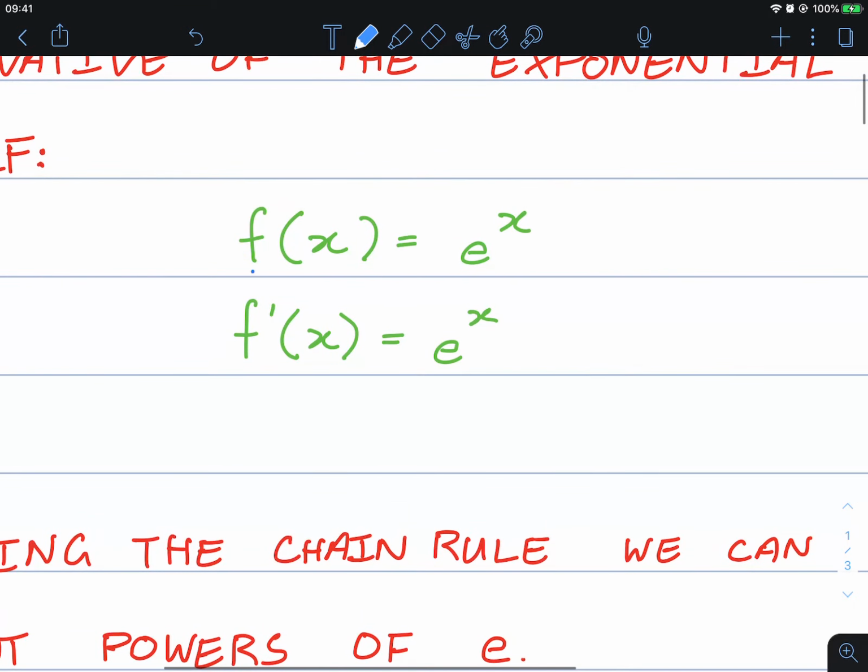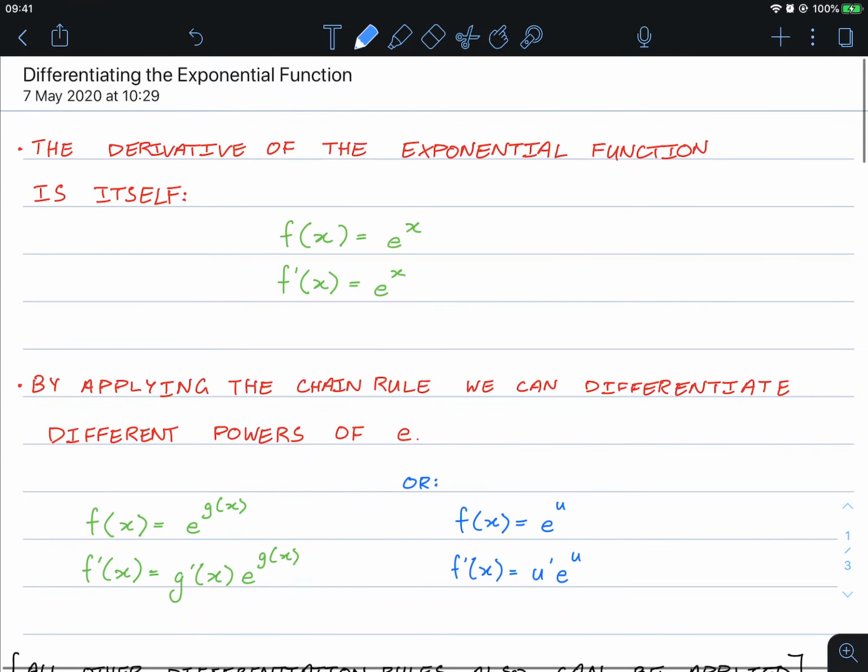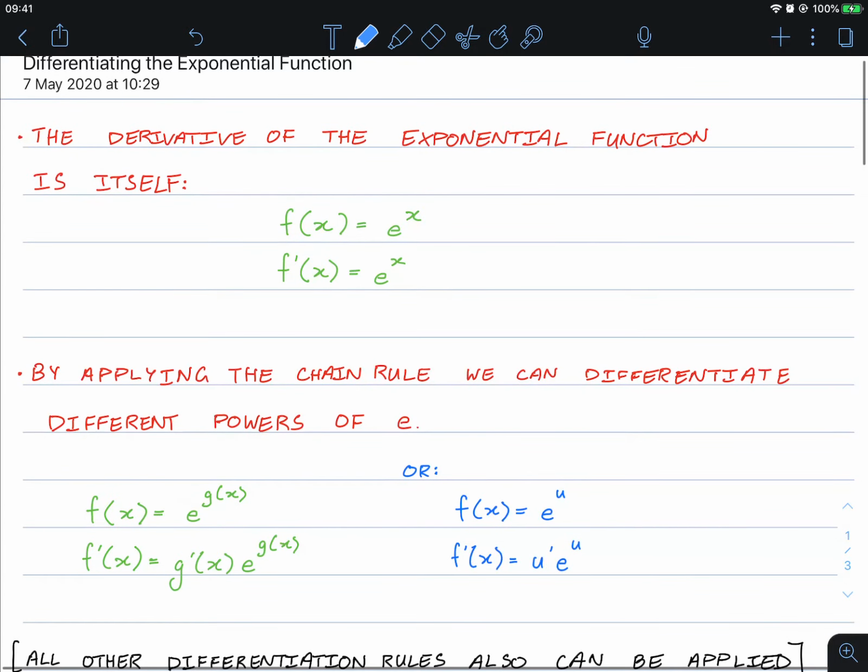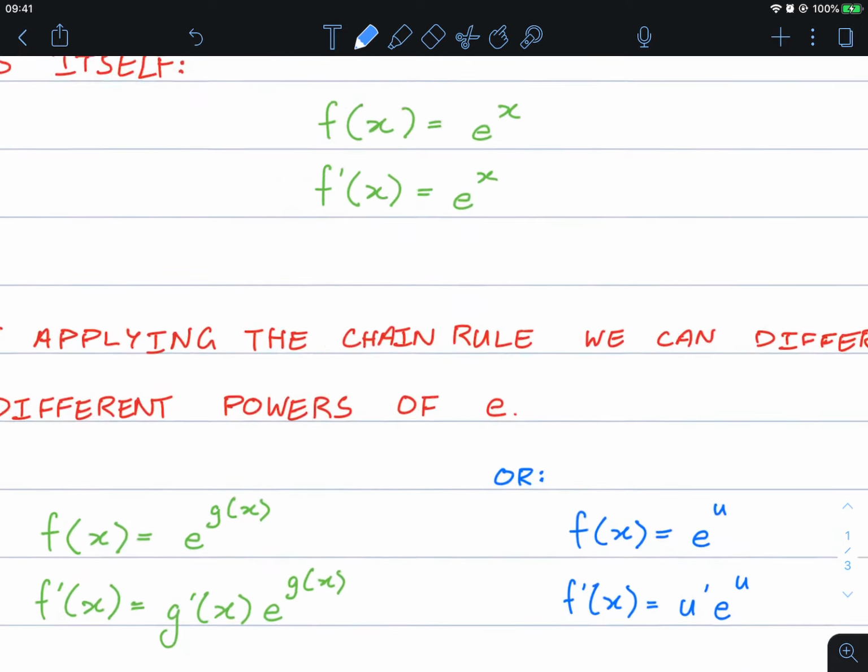So if we've been given an exponential function, f of x equals e to the x, f prime of x is just itself. However, there's a little bit more to it, because what happens if x is no longer just x and it's some function of x? Well, by applying the chain rule, we can differentiate different powers of e.